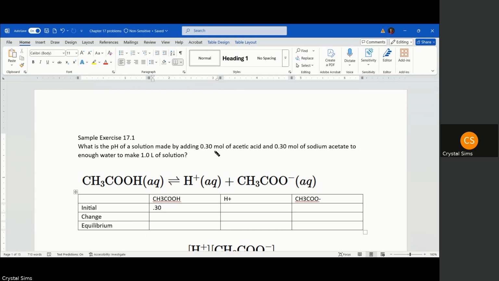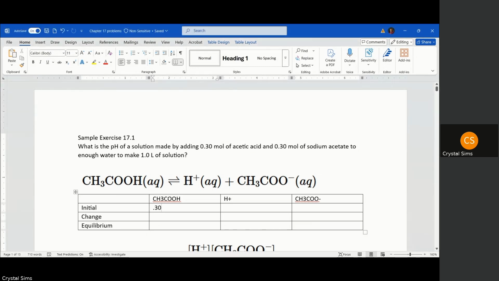But pay attention to that in case you are given a different amount besides 1 liter. You may have to divide or multiply a little bit differently here, and your initial molarity may not match what is here because of the amount of solution. So that's just something to watch out for.